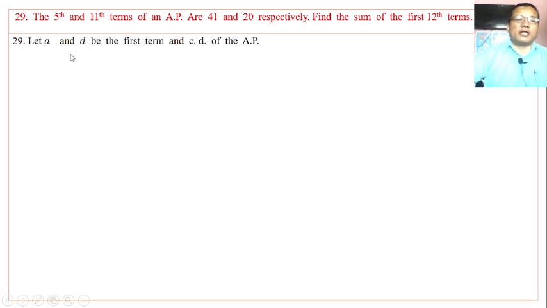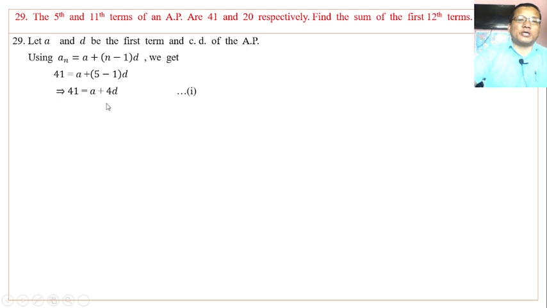Here let A and D be the first term and common difference of the AP. Using this formula, A plus 4D equals 41, from which we get equation 1 consisting of two unknowns A and D. Similarly, using the 11th term, we get 20 equal to this, from which we also get an equation involving A and D, equation 2. From equations 1 and 2, we have to solve for A and D.